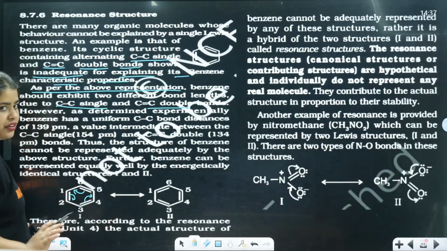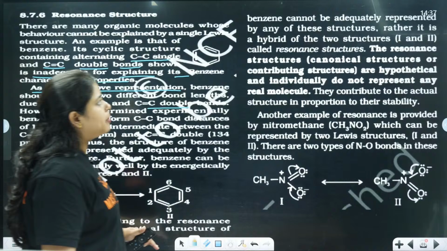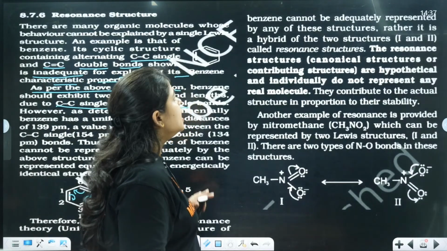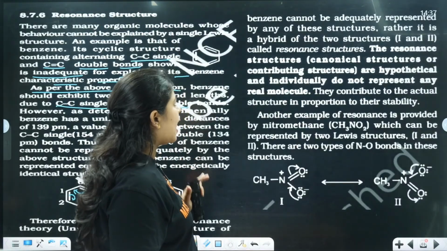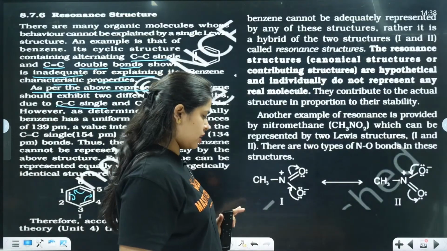That is what they have written here. Clear? Understanding how the shifting is being done? So according to the resonance theory, the actual structure of benzene cannot be adequately represented by any one of the structures. Rather, it is a hybrid of two structures, like 1 and 2, which are called resonance structures.